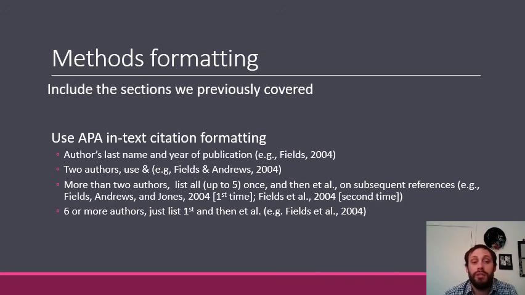If you have more than two authors, list all of them up to 5 once, and then on subsequent references, you can use et al. So for example, Fields, Andrew, and Jones, if there's 3 of them, comma 2004 the first time, then you can use Fields et al. 2004 for the second, third, fourth, and fifth time, and so forth. If there are 6 or more authors, just list the first one and then et al. to indicate that there are more than 6 authors.